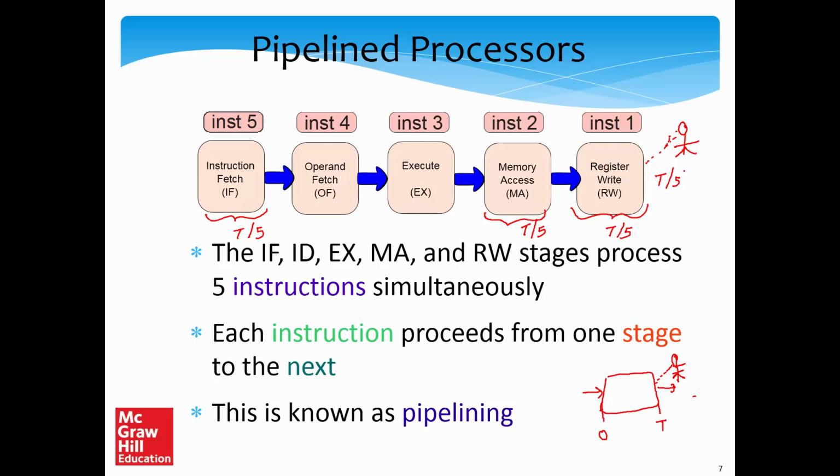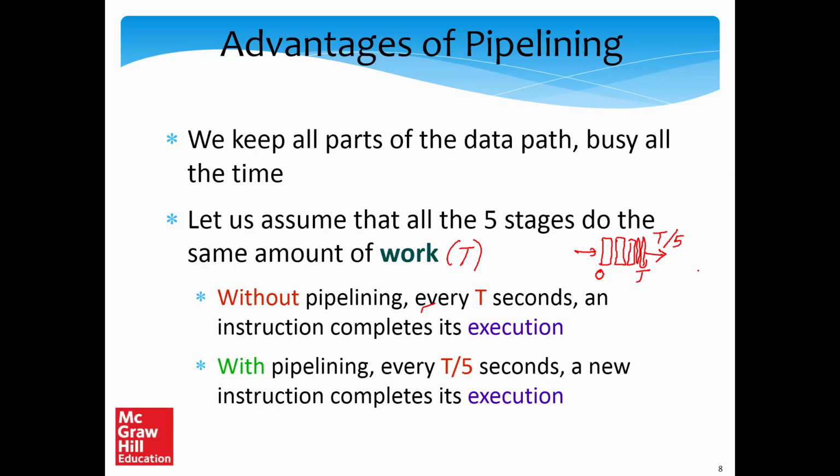In this case, every t by 5 seconds, one instruction comes out. Which means that, let's say, after n seconds, the number of instructions that would have successfully executed in a pipeline processor is n divided by t by 5, which is 5n by t. But here, after n seconds, the number of instructions that would have completed is n by t. So a pipeline processor in this case, in its simplest form, can process 5 times more instructions than a non-pipeline processor.